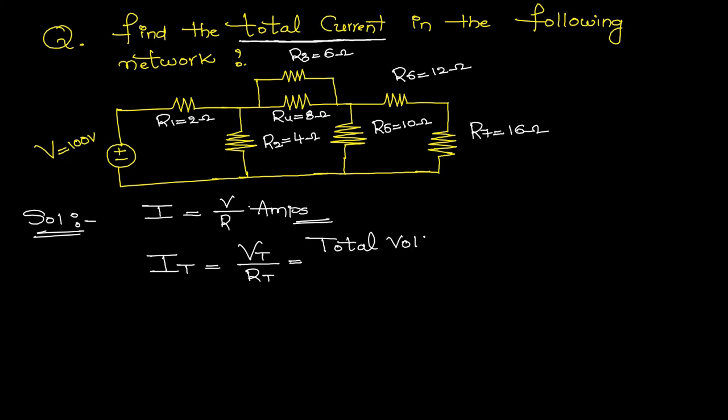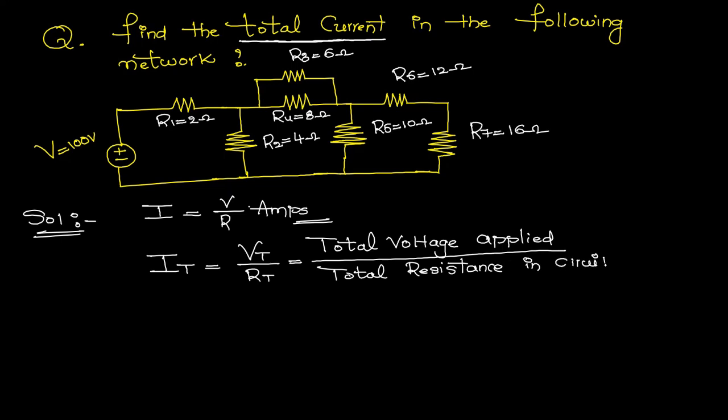So VT represents the total voltage applied, divided by RT, which means total resistance in the circuit or network. This is the formula we are using to calculate the value of total current.